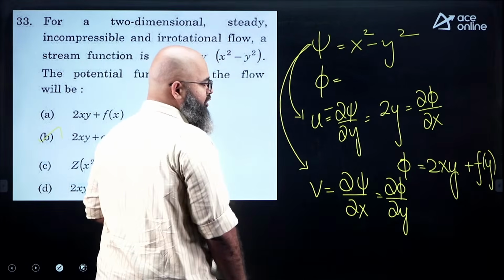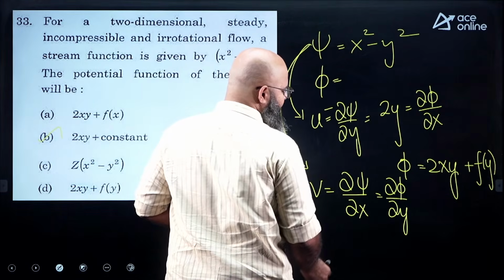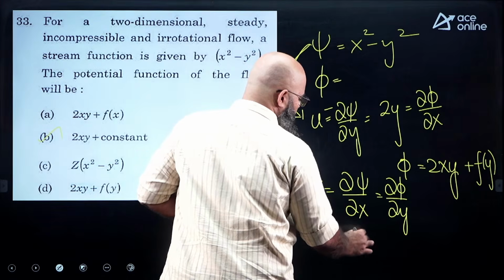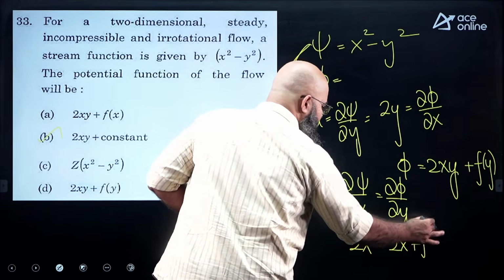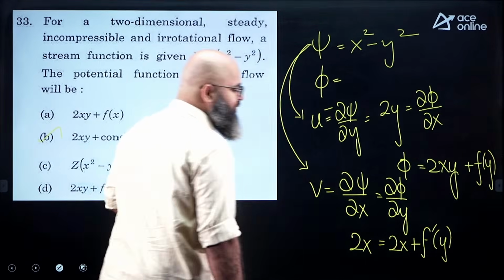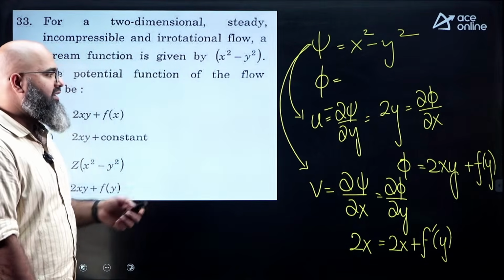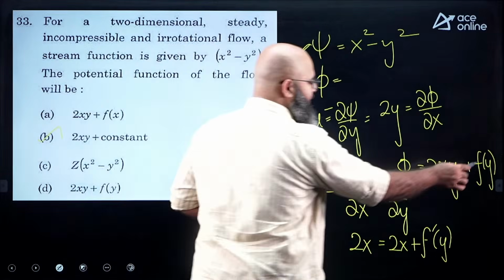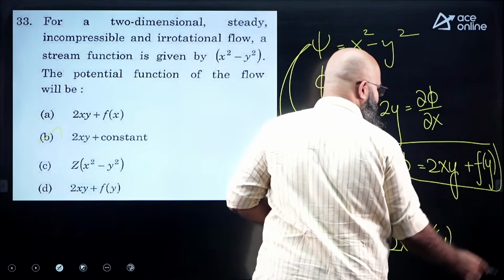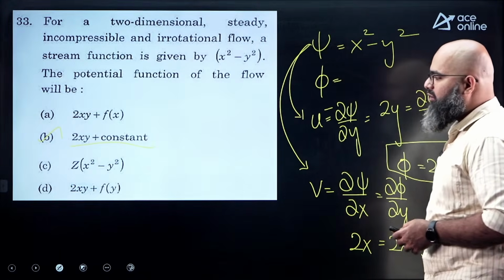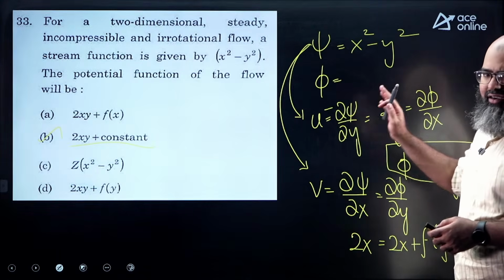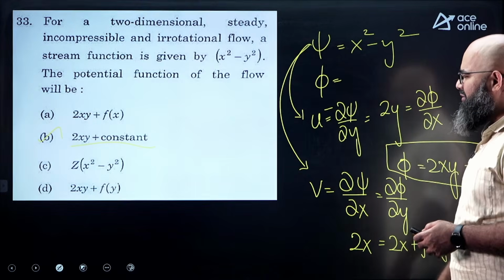If you put in this value, you are going to get 2x is equal to 2x plus f dash of y. Now from here f dash of y is equal to 0, which means f of y is a constant. So I have identified that f of y is a constant in this equation. If I put f of y as a constant, I will get the answer as option B, 2xy plus constant. This is a very, very standard question. Almost every book has this particular question.